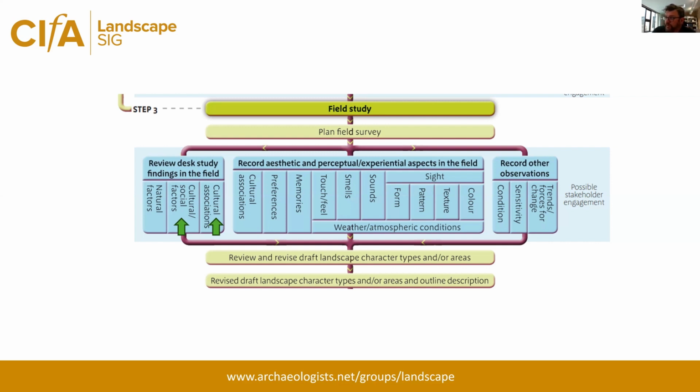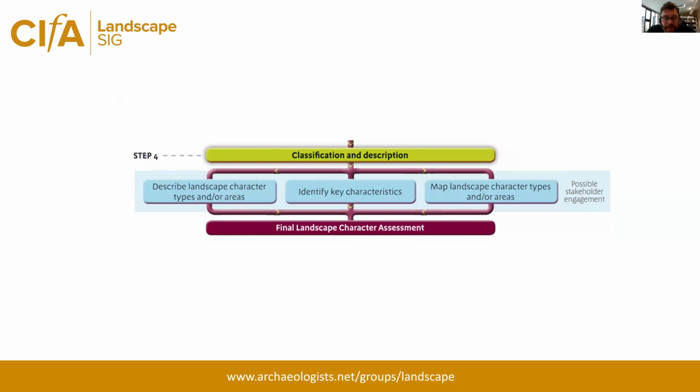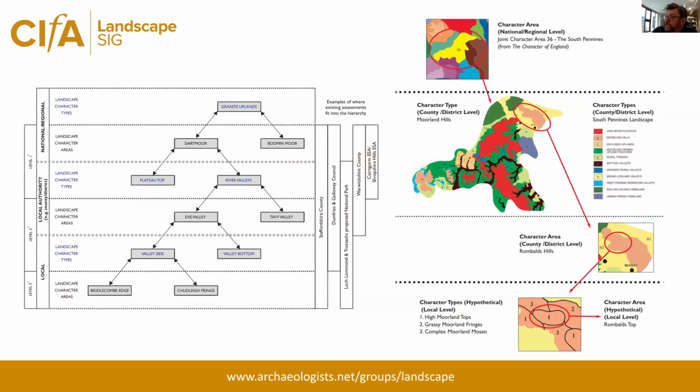Then we combine the field survey with the desk-based study, refine the mapping and refine the descriptions to classify and describe landscape character types and or areas, identify key characteristics, and then map these different areas. And we make the distinction between landscape types and landscape character areas. And there's a diagram here that differentiates between the two as part of what's called the landscape assessment hierarchy, which goes from broad areas to individual types to more detailed areas to more detailed types. So it all slots together in a seamless and hopefully very understandable hierarchy of types and areas.